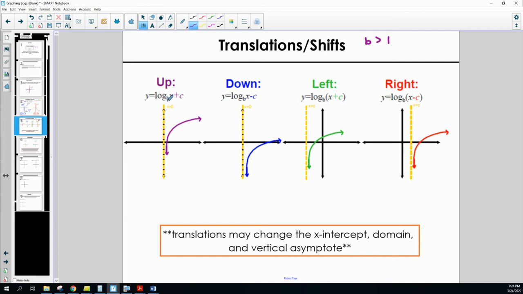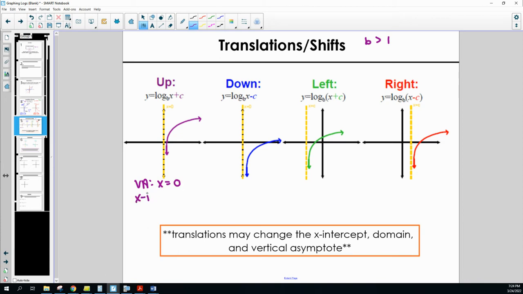So let's look at when it moves up. Just like every other function that we've looked at, if something is moving up, that means that we're having something added outside of the function. So notice this plus c here. That means that the graph is moving up a certain amount. Now, if the graph is moving up, we can see that the vertical asymptote has not shifted. It's staying at x equals 0. So in this case, the vertical asymptote would be x equals 0.